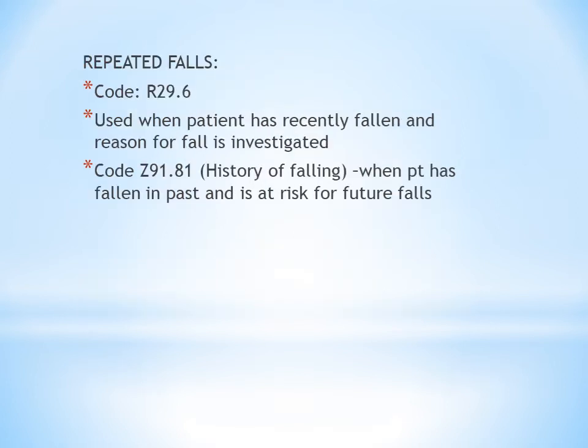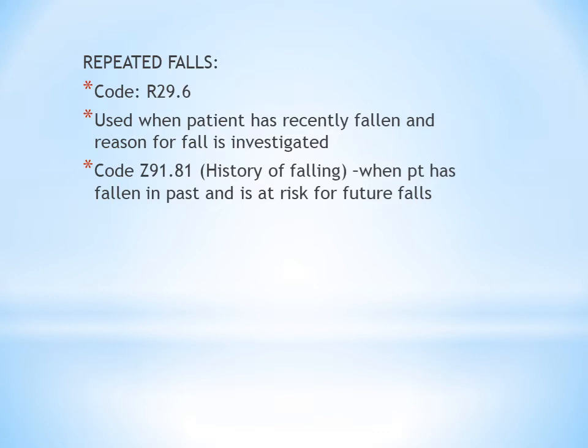Next one is repeated falls. The code for repeated falls is R29.6. We code R29.6 when a patient has recently fallen and now comes to the hospital to find the reason for the falls. The reason for the falls is being investigated. In that case, you have to code repeated falls, R29.6.